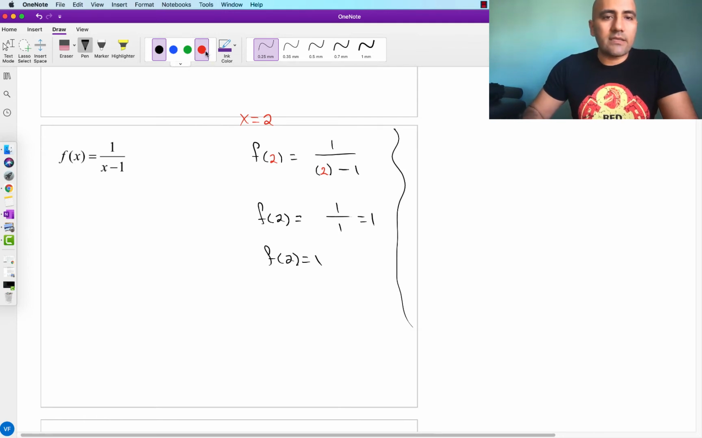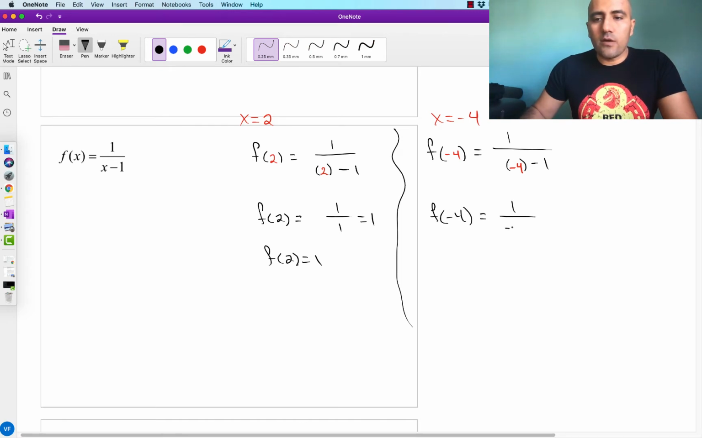Right? Or we can let x equal negative 4, just arbitrarily picking a couple of values. F of blank equals 1 over blank minus 1. And so if we let the input value be negative 4, that becomes negative 4. And so f of negative 4 equals 1 over negative 5, or f of negative 4 equals negative 1/5. Okay, so we can input values.